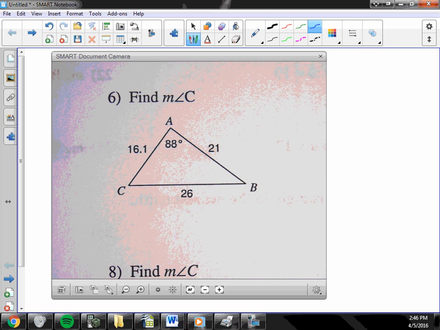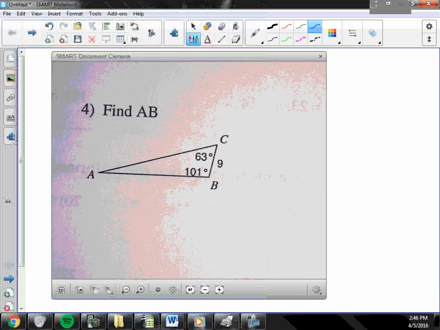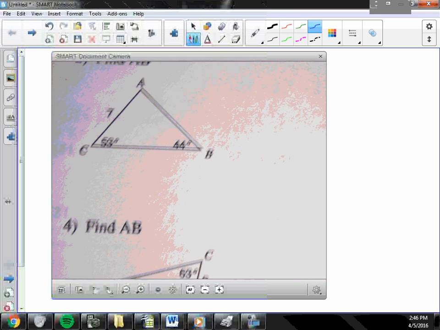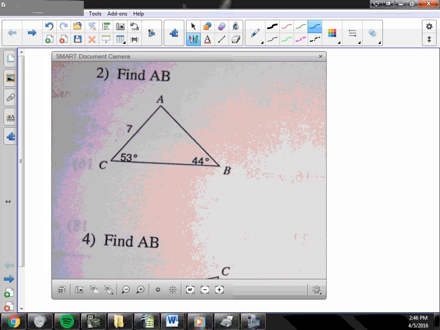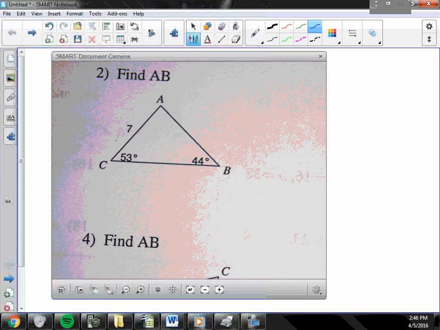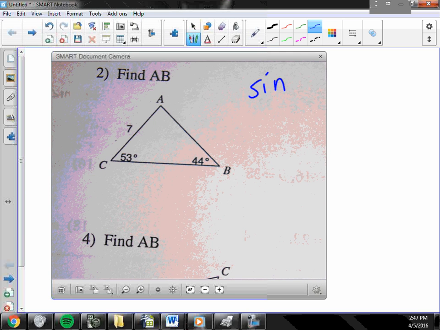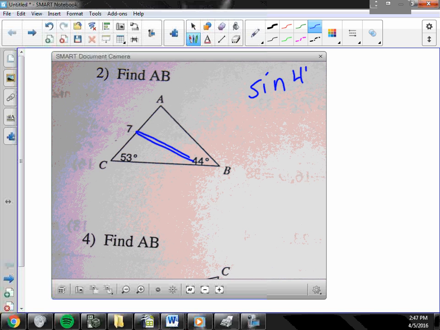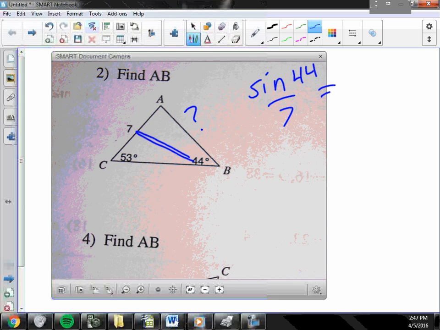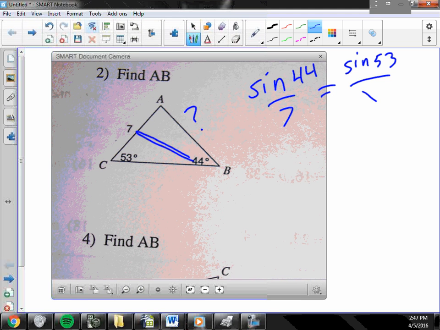All right, so let's do one more of each. So number 2. This is angle, angle, side, which is one that works. How am I going to set this up? Sine of. So let's use these because they're already paired up. Sine of 44 over 7 equals, well, first off, I want to know what this is, which is nice because it already lines up. The sine of 53 over x.